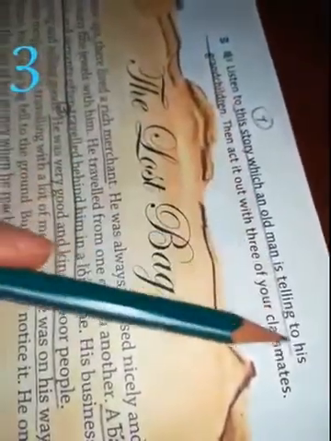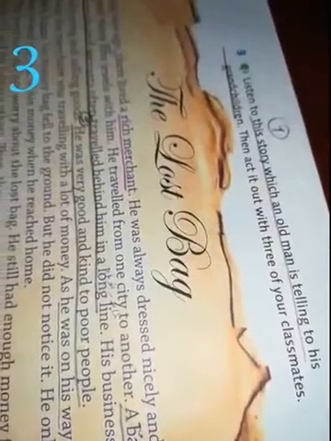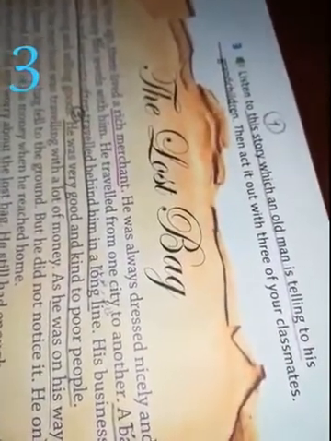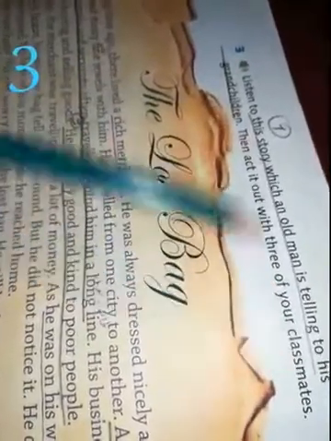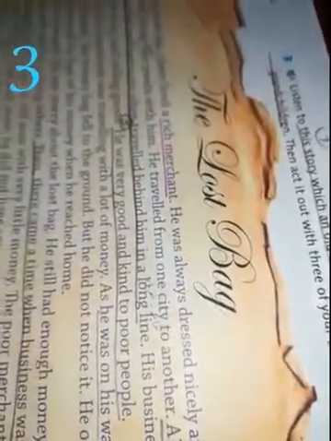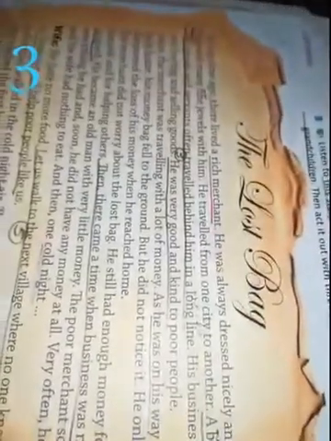Exercise number 3. Listen to the story which an old man is telling to his grandchildren, then act it out with the 3 of your classmates. So, who is telling the story? Old man is telling the story to his grandchildren. Let's start listening. Module 5, page 60, exercise 3.